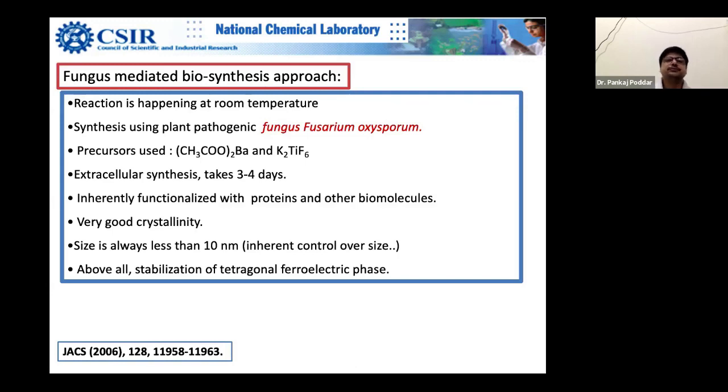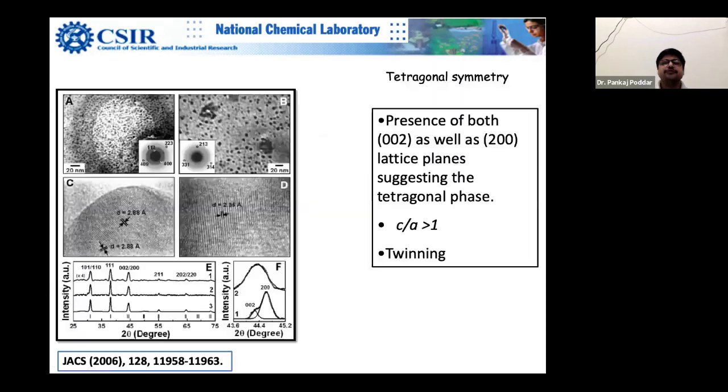Here we again used a greener method where the reaction was happening at room temperature. We took barium acetate and K2TiF6 as the titanium precursor, and the fungus used was Fusarium oxysporum. This was published in JACS in 2006. This reaction, as you have seen, is slow. It is not as fast as the chemistry method because in biology, nature takes its own time. You see very good crystallinity and the size is always less than 10 nanometer, so there is an inherent control over size. Above all, stabilization of the tetragonal ferroelectric phase, which we proved for the first time, is why this was a JACS paper, a top chemistry journal.